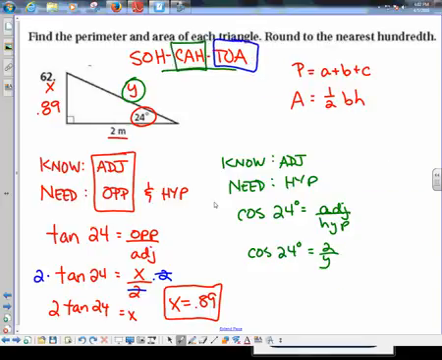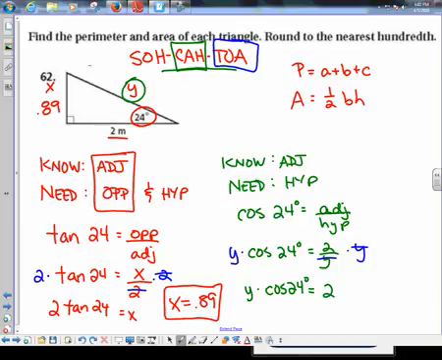All right. So I need to get that y out of the denominator. I'm going to multiply both sides by y. That's how I get it out of the denominator. This cancels. And so now I end up with 2 on that side, and this side is y times cosine of 24. Cosine of 24 is just a number, right?